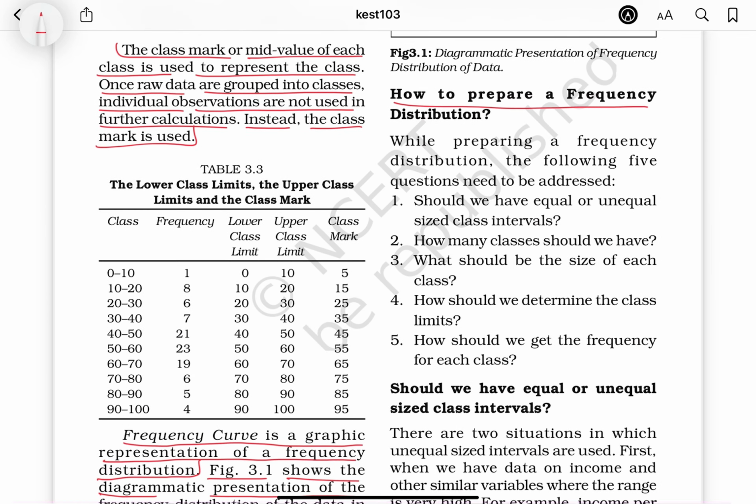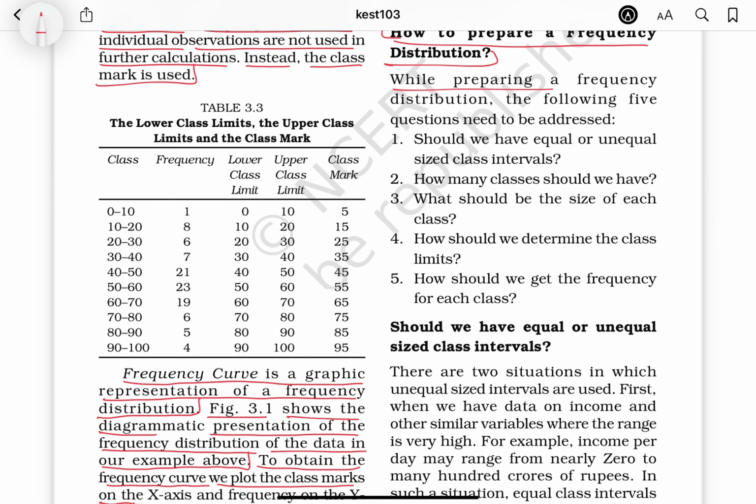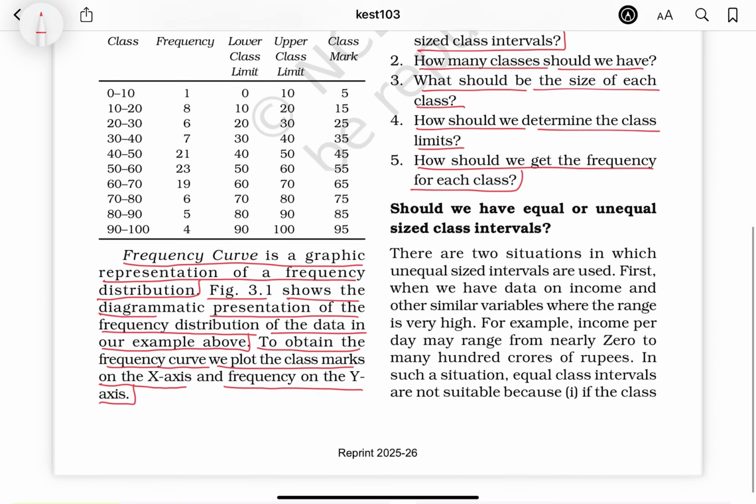How to prepare a frequency distribution? While preparing a frequency distribution, the following 5 questions need to be addressed. Should we have equal or unequal sized class intervals? How many classes should we have? What should be the size of each class? How should we determine the class limits? How should we get the frequency for each class?